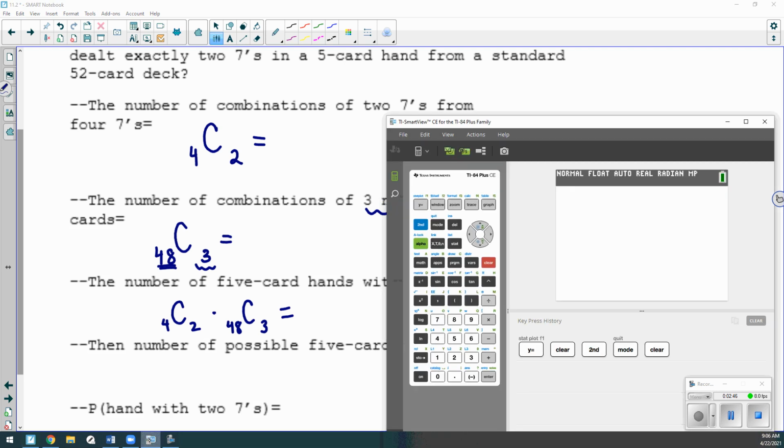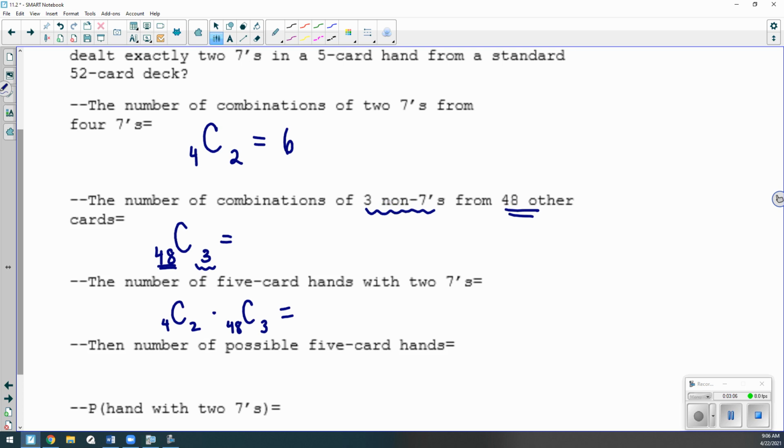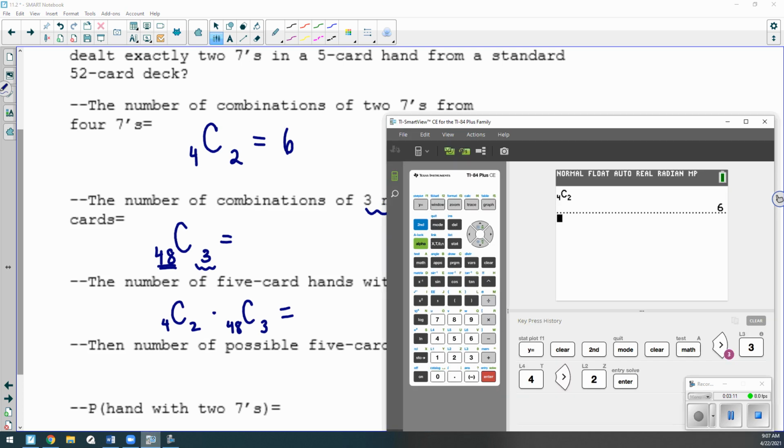So I'm going to open up my calculator right now. I'm going to actually calculate these values. So to do that, I go to math, I'm going to go over to probability, and I'm going to choose number 3, and I want to choose from 4 things 2 at a time. And that gives me 6. Then I'm going to do the same thing for 48 choose 3. So math, over to probability, choose number 3, 48 things, and I'm only choosing 3. And that gives me 17,296.